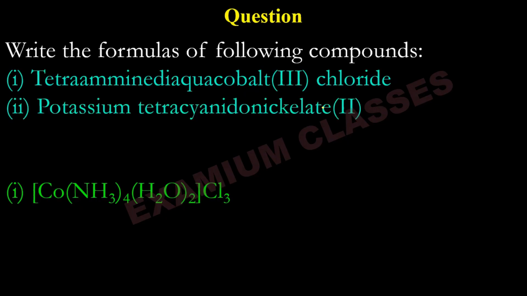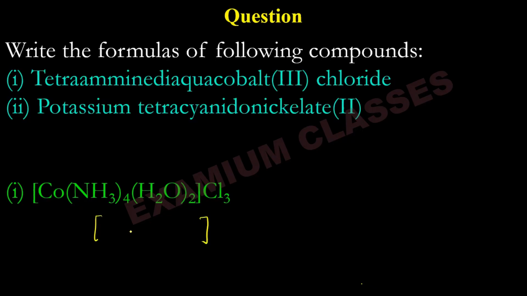Next one, potassium tetracyanidonickelate(II). Now there is a hint here. Because it is 'ate', it means the coordination entity is an anion. If you have 'ate' suffixed with the central metal atom, it means the complex part is an anion. So this part, tetracyanidonickelate, is the anion and this potassium will be outside. So potassium we will write afterwards. First we will identify how much charge will be there on this coordination entity. Based on that we will decide how many potassiums will be there. So first the coordination entity, which is the anion.